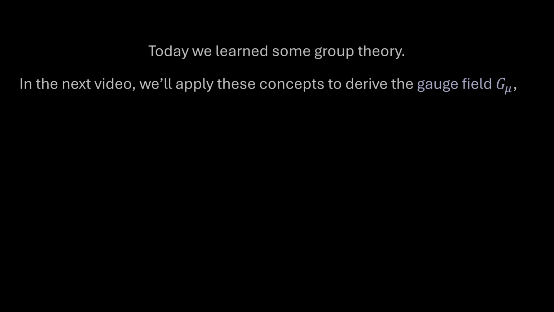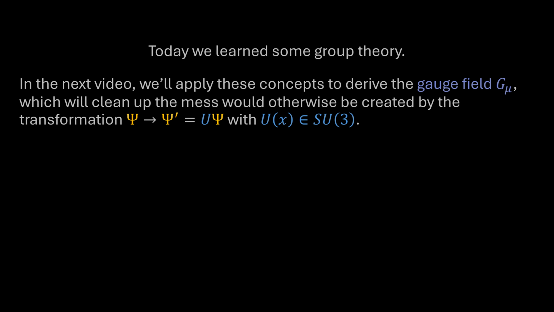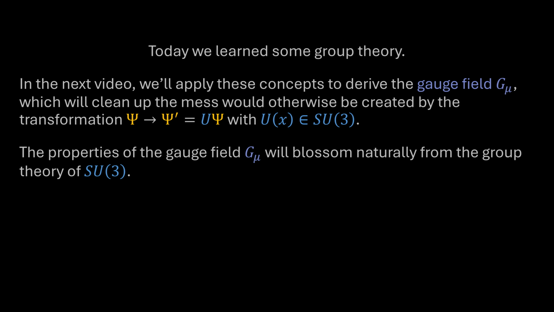All right, so in summary, today we learned some group theory. In the next video, we're going to apply these concepts to derive the gauge field G_mu. And that's going to clean up the mess that would otherwise be created when we transform psi into psi prime with an arbitrary SU3-valued matrix field. And as we'll see, the properties of the gauge field are going to blossom naturally from the group theory of SU3.